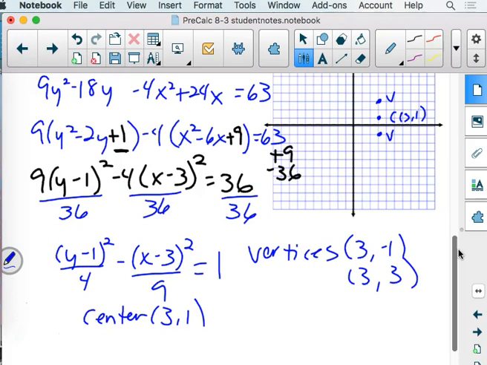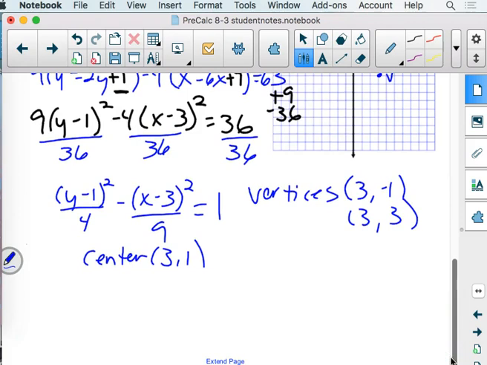All right, so now we've got the vertices on there. We were also supposed to figure out the foci. How do we get that again? A squared. Go on, c squared equals a squared plus b squared. Good, that was the part I was waiting for. Well, we had a 4 and a 9 when we did our a squared and our b squared here. So that's going to give us 13. C is the not so fabulous square root of 13.